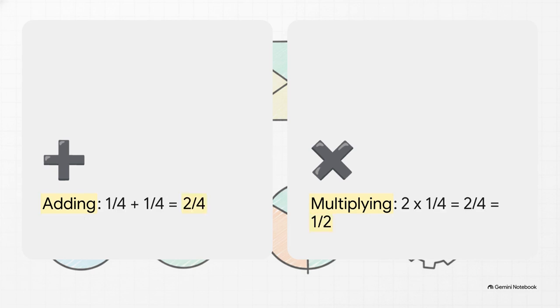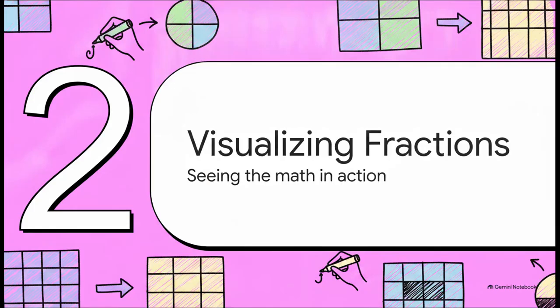Well, here is the beautiful part. That exact same logic applies to fractions. If you have 1/4 plus 1/4, you could add them to get 2/4. Or, using our handy time saver, you just multiply. 2 times 1/4 equals 2/4, which simplifies down to 1/2. But what happens when we aren't multiplying by a whole number? What happens when we multiply a fraction by another fraction? That brings us to section 2, visualizing fraction multiplication. Let's see this math in action.